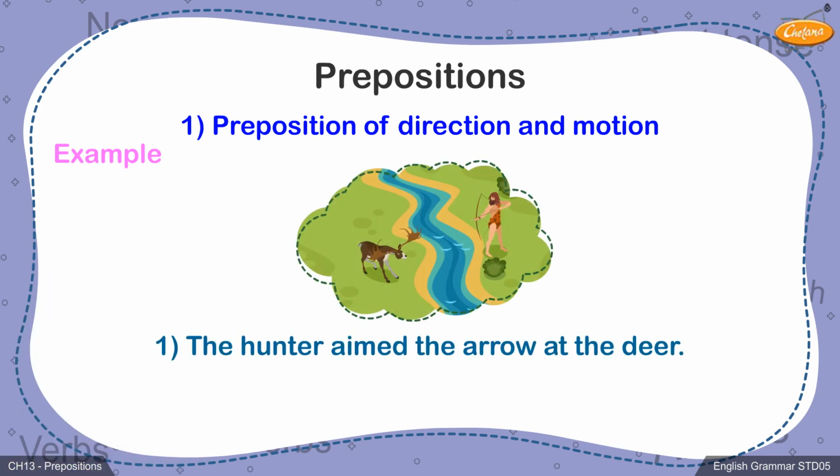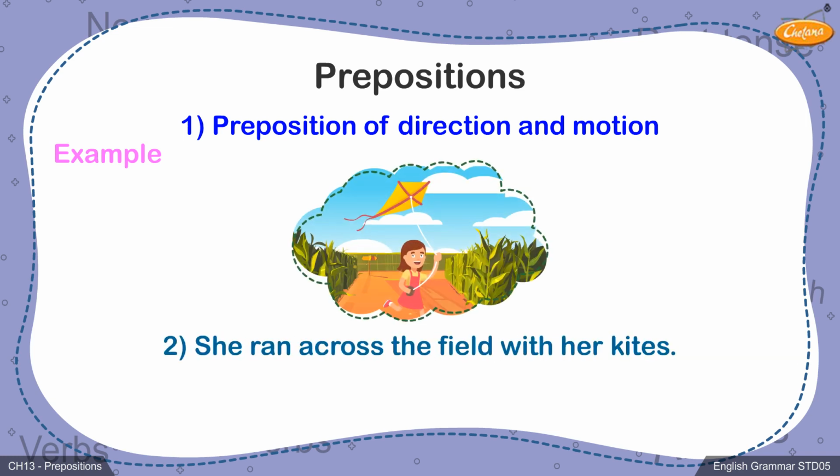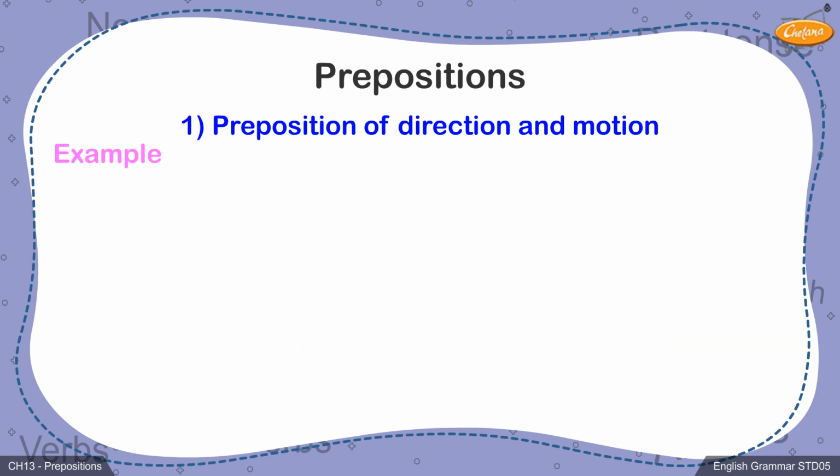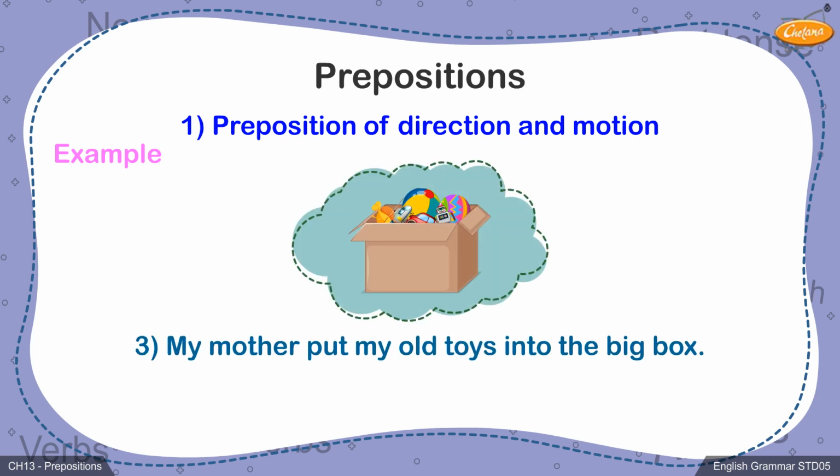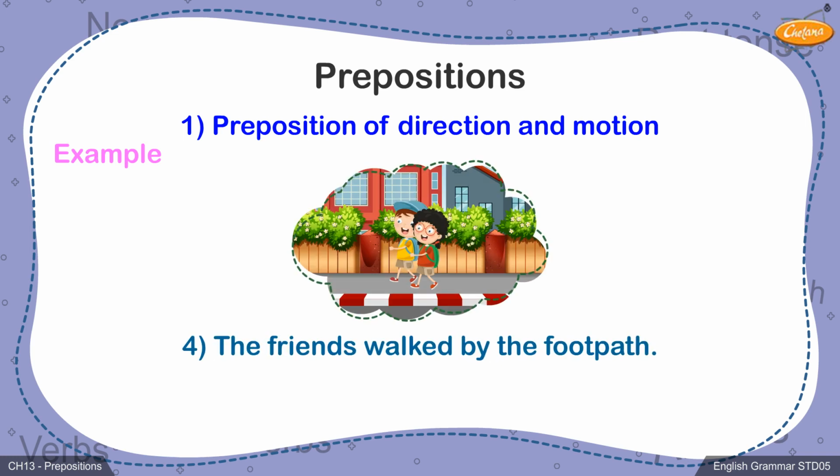1. The hunter aimed the arrow at the deer. 2. She ran across the field with her kites. 3. My mother put my old toys into the big box. 4. The friends walked by the footpath.